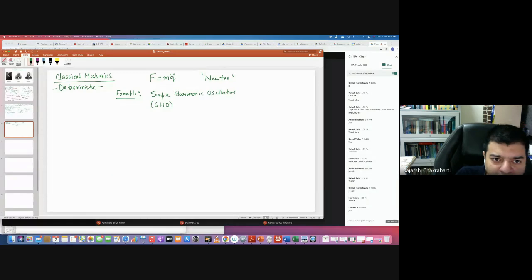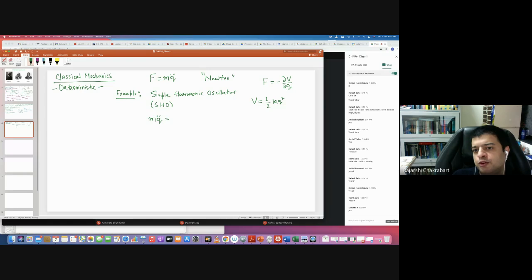So now, if I ask you to write down the equation of motion of the simple harmonic oscillator, it will be something like m q double dot equals, now this force is a derivative of the potential with a minus sign, isn't it? What is the potential for the simple harmonic oscillator? How many of you know? Half k q square. k is the force constant.